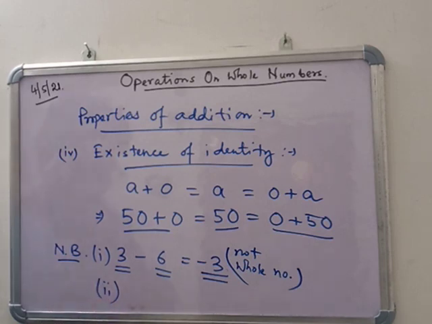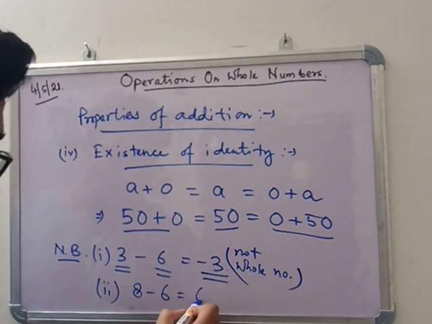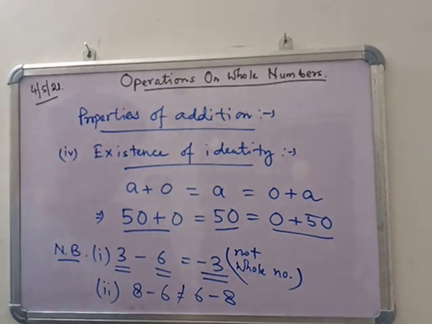In note number 2, see that subtraction of whole numbers is neither commutative nor associative. For example, I am saying only commutative. Is 8 minus 6 equal to 6 minus 8? No, this is the sign of not equal. 8 minus 6 is 2, and 6 minus 8 is minus 2. So 2 and minus 2 are not equal. So the subtraction process cannot follow the commutative and also the associative laws.